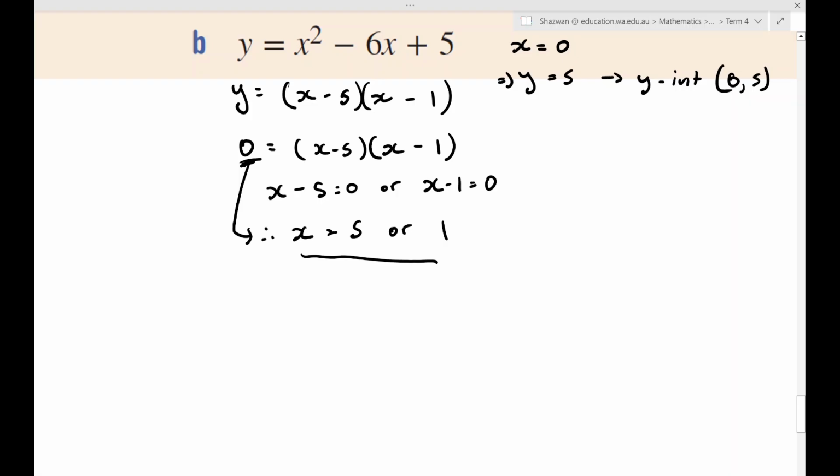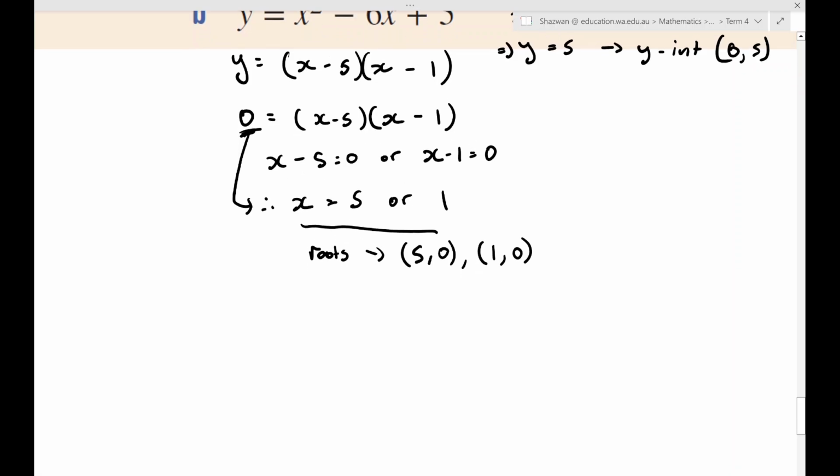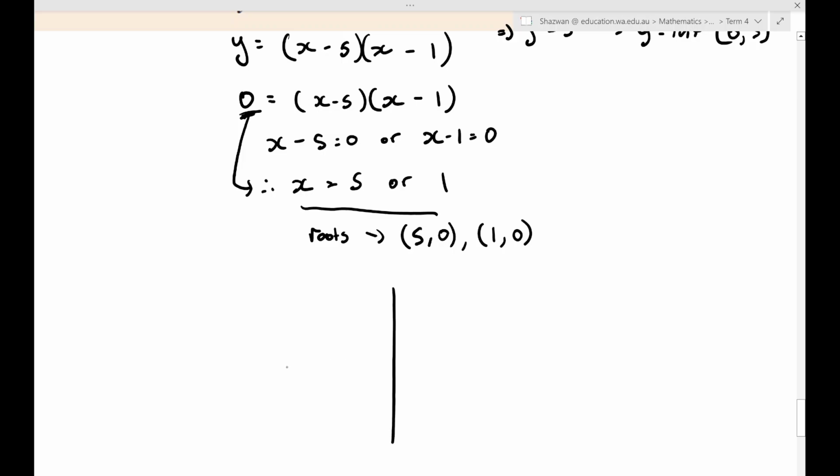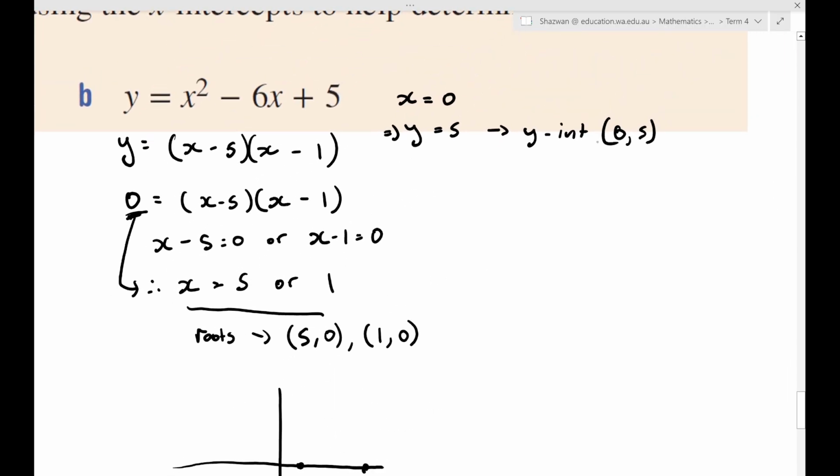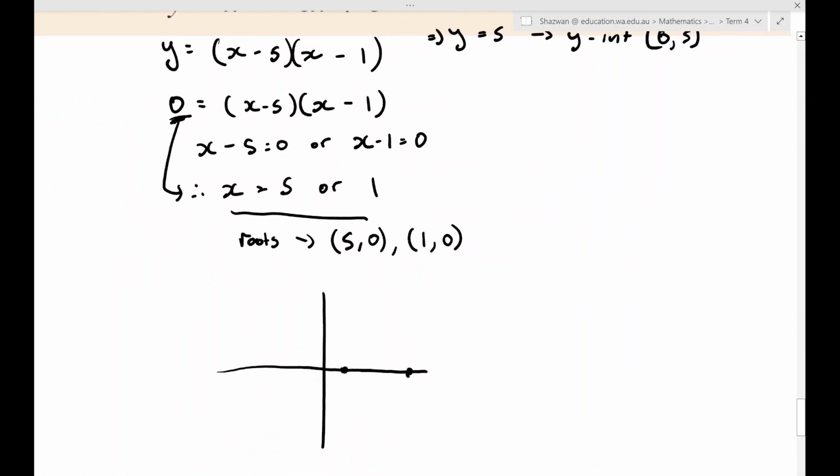So our roots, or our x-intercepts, are going to be at (5, 0) and (1, 0). So if I sketch out quick axes, maybe (5, 0) somewhere over here, maybe (1, 0) somewhere over here. We saw the y-intercept was at (0, 5), so maybe this is 5. I'm going to have something like this.